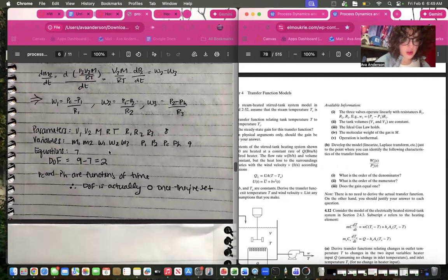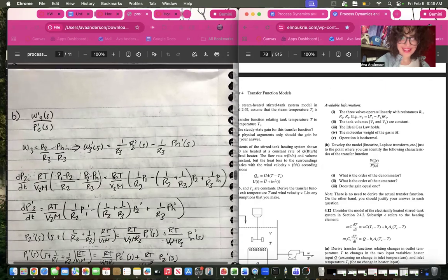And there are a lot of parameters, there's 8 of them, and there's 9 variables, and there's 7 equations. So degrees of freedom is 2, but since P of C and P of H are function of time, it's actually 0 once they're set. I don't really understand that, but it's okay.